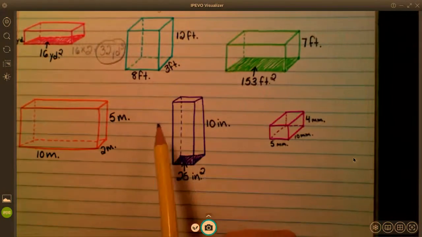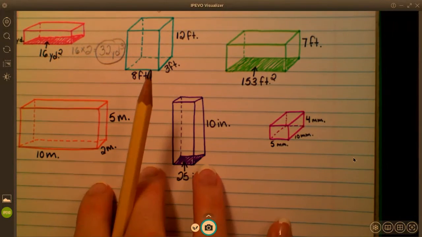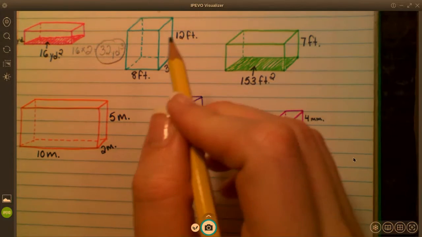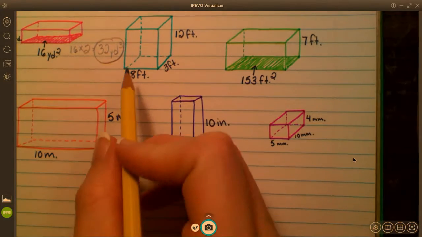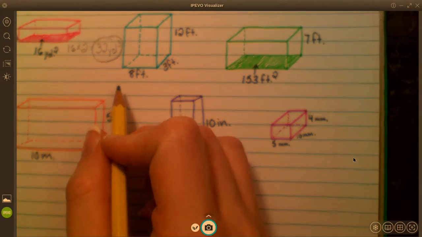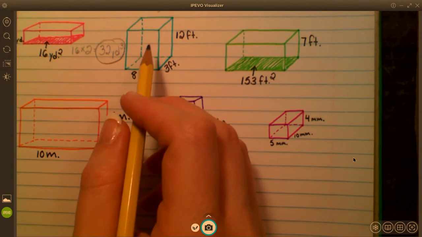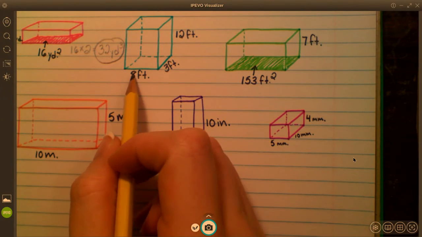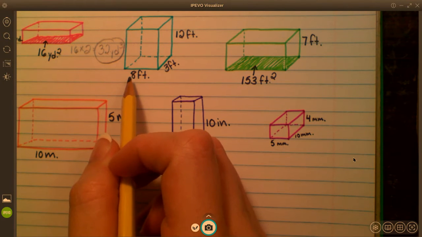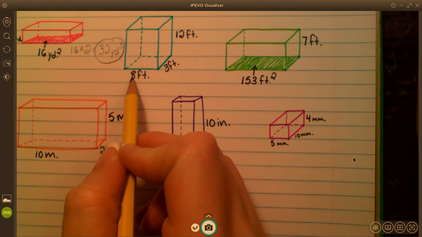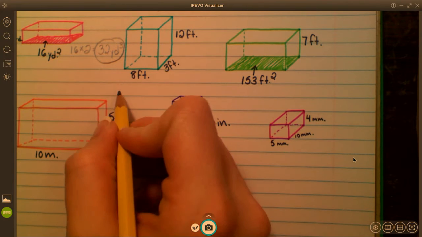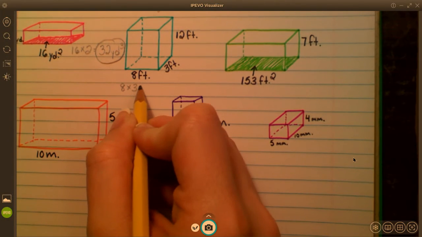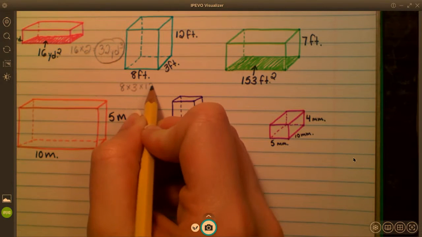So I need to multiply all 3 of these together. Now I'm realizing I probably should have moved this row down a little bit so I had more room to work. But that's okay. I'll just have to be very intentional with putting my work as close to this prism as possible. So I know with volume formula number 1, or the original one, I would take 8 times 3 times 12.